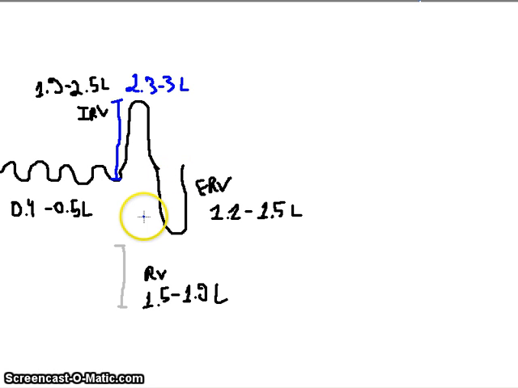Another one would be the functional residual capacity. Functional residual capacity includes the expiratory reserve volume and the residual volume, and has a value of about 2.6 to 3.4 liters.